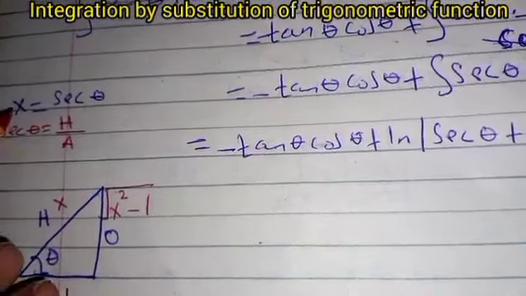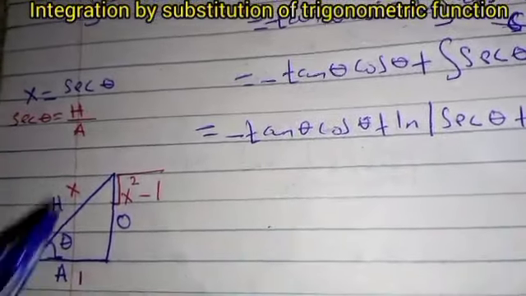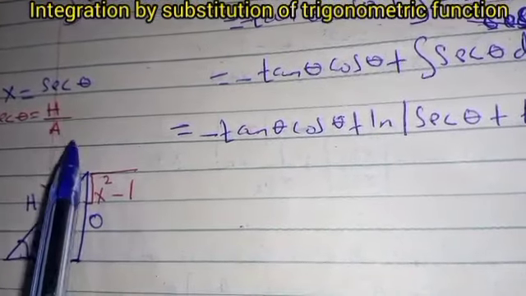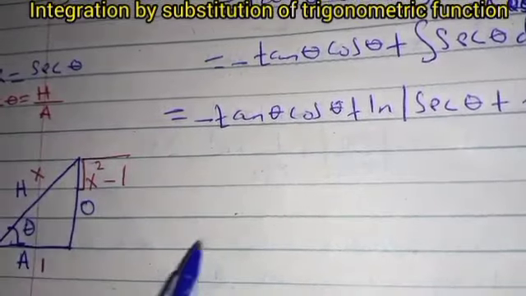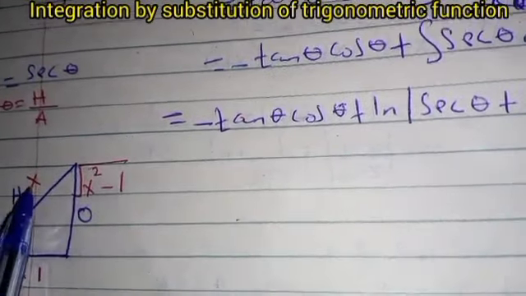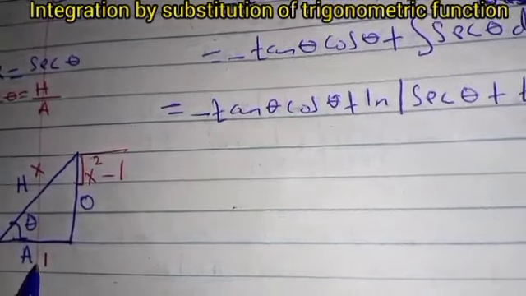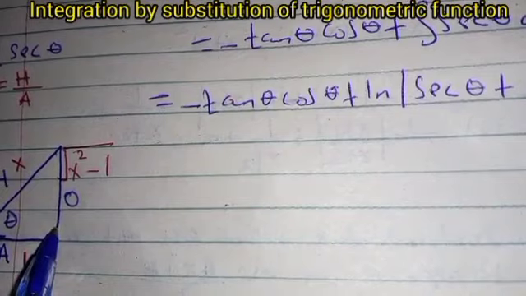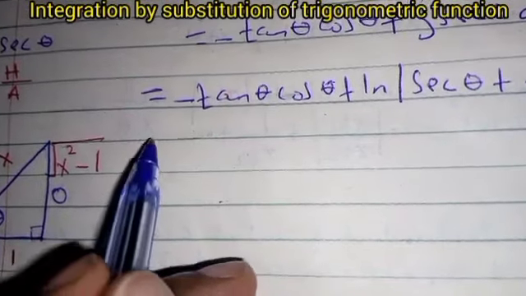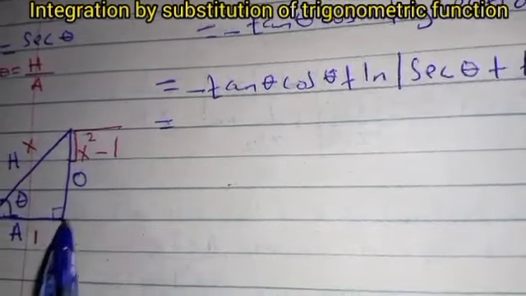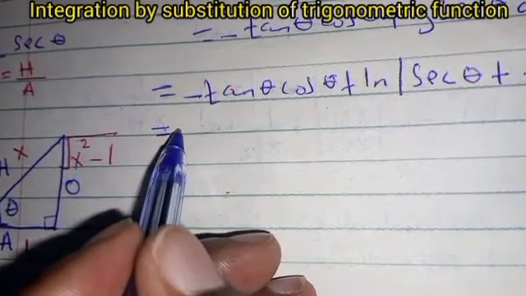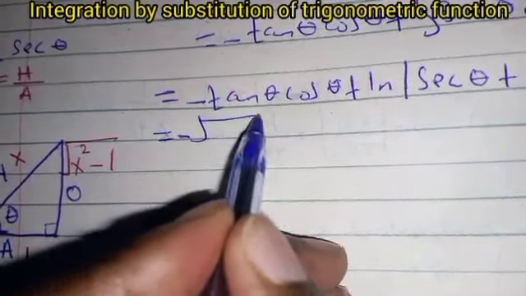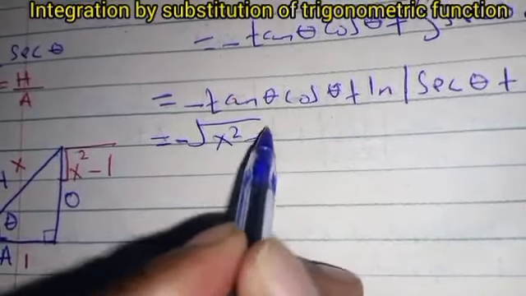So we let our x be equal to sec of theta, and sec of theta is given by hypotenuse over adjacent. So meaning that we can draw a triangle of hypotenuse x and adjacent 1. So from that diagram, our tan theta is the same as the square root of x squared minus 1.